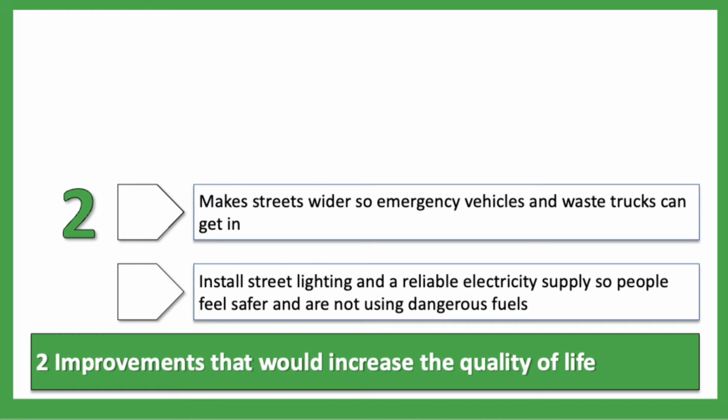Right, we are looking for 2 improvements that would increase the quality of life. So make streets wider so emergency vehicles and waste trucks can get in. This would improve the level of hygiene, particularly in terms of the waste trucks, so there'd be less disease. And install street lighting and a reliable electricity supply so people feel safer and they're not using dangerous fuels as well, which obviously if you're using dangerous fuels like oil lamps, then they can catch fire. That can spread really quickly around those crowded settlements.